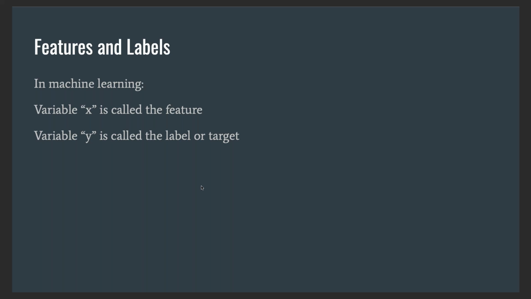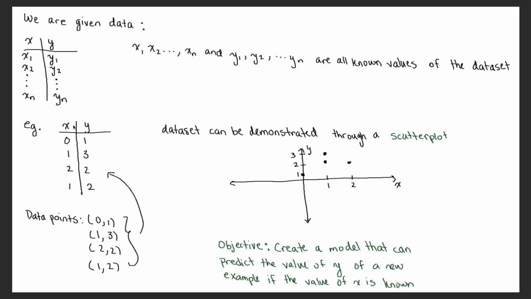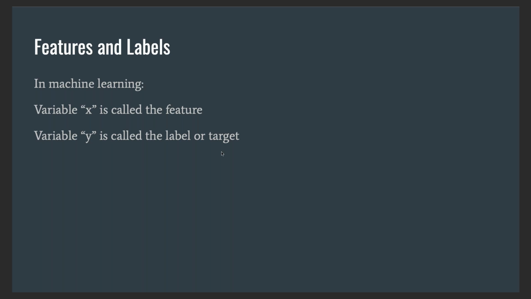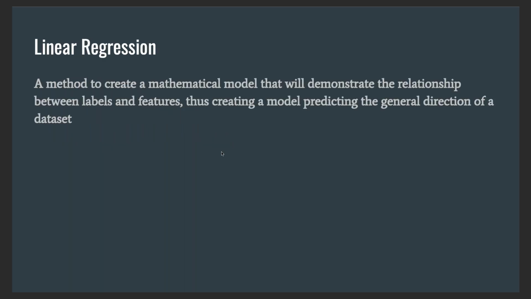But before I do, I want to bring everyone's attention to features and labels. Features and labels are two very crucial aspects of machine learning and terms that you will most likely hear a lot. In machine learning, the x variable is called the feature and the y variable is called the label or target. Most often it's called the label, but target is also an appropriate name. As you can see, we have x values, y values. X is features, y is labels. That's just important to remember.